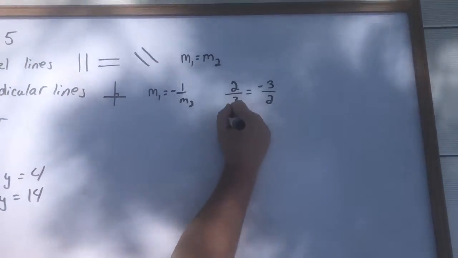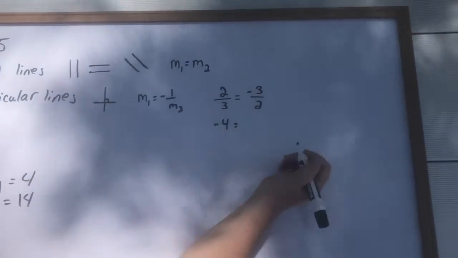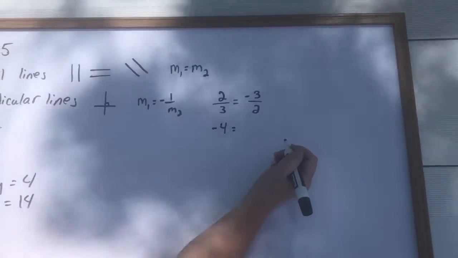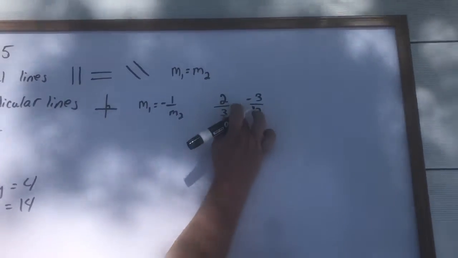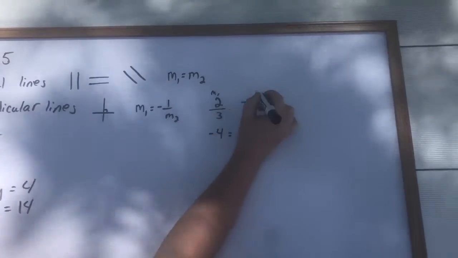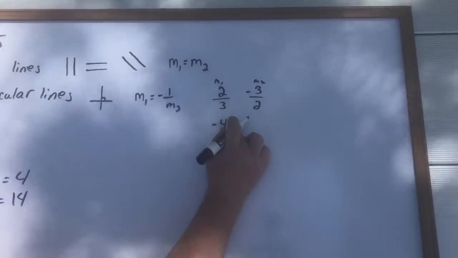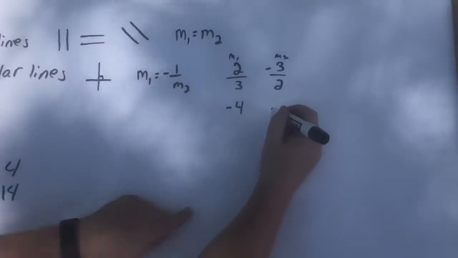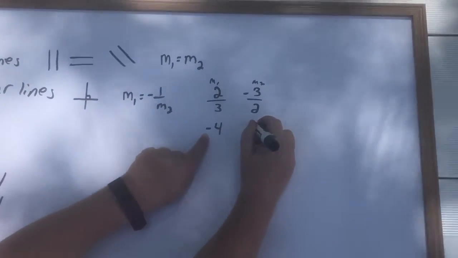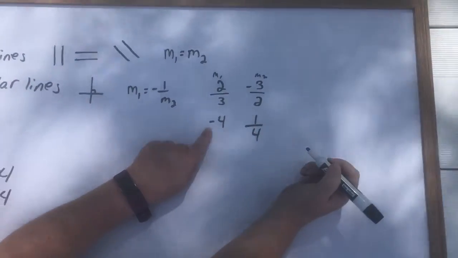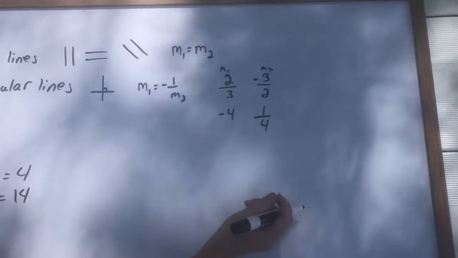If we had -4, then the other slope, excuse me, this is m1, and this would be m2. The other slope would have to be positive. It would have to be the opposite sign, so this is positive, and they would have to be reciprocals of each other, which would be 1/4. So that's how we find those.